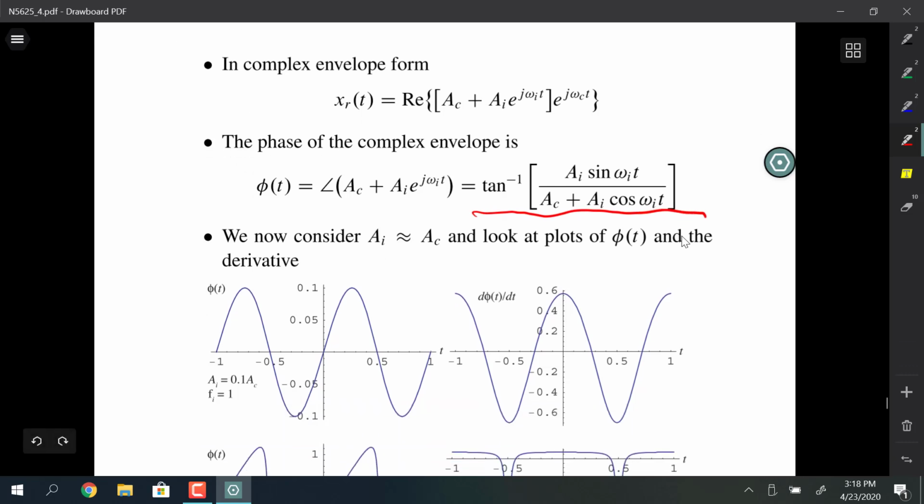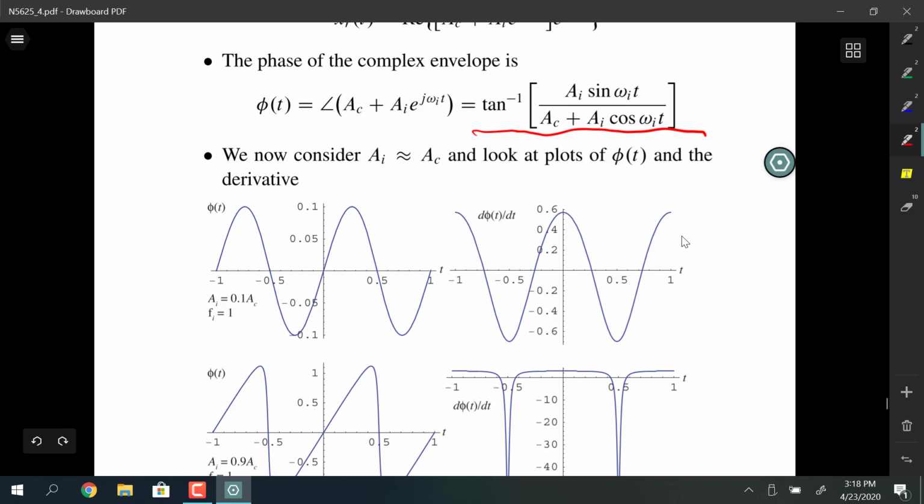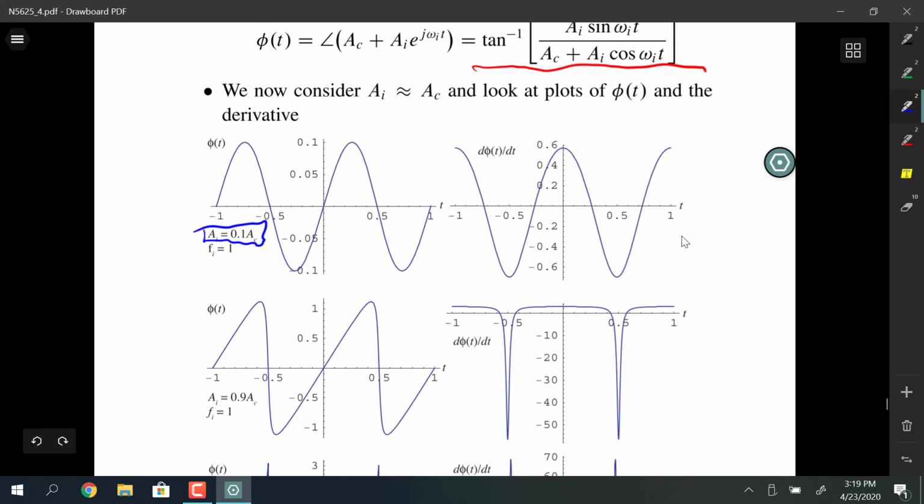So if I put AI approximately equal to AC, I'm starting off with the interference at 1/10 of the carrier strength, and both phi and the derivative of phi look pretty good. They look like reasonable sinusoids, like we'd expect.